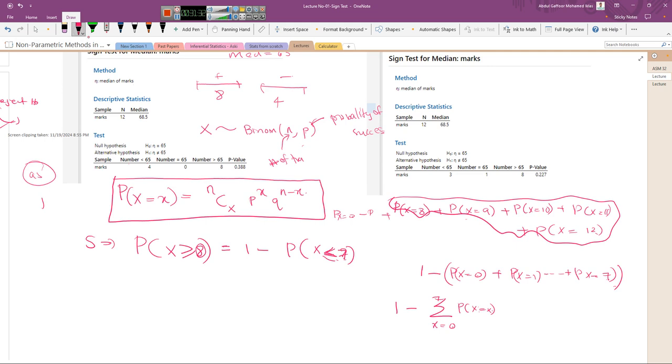Now 1 minus this. So I have to find out this value using my calculator. So here let me just copy this.